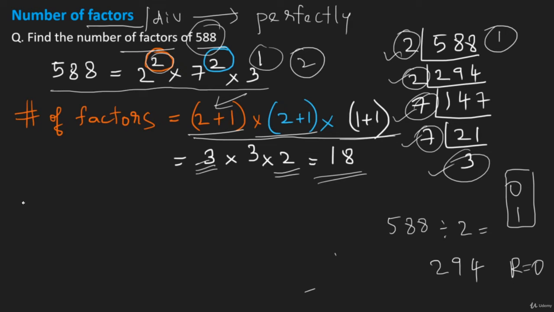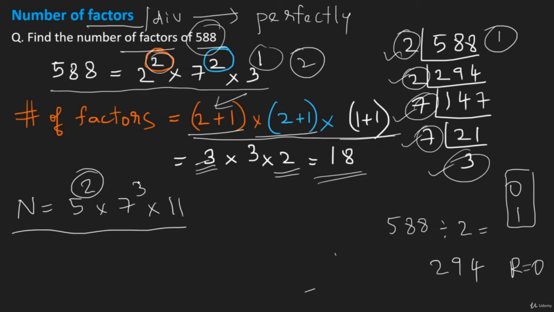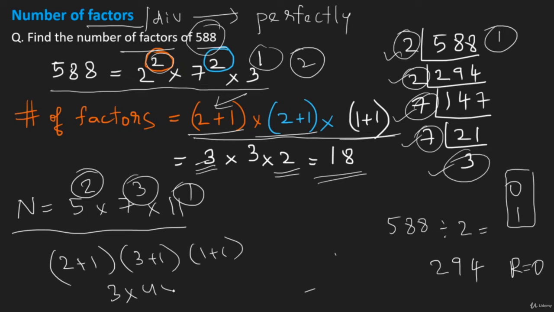So for example, if you have a number that is prime factorized as 5 square into 7 cube into say 11, and you want to find the number of factors of this number: over here your power is 2, over here your power is 3, and over here your power is 1. So you add each power with 1 and multiply them among themselves. That would be 2 plus 1 into 3 plus 1 into 1 plus 1. This is equal to 3 into 4 into 2, which is equal to 24. So this number will have 24 factors.